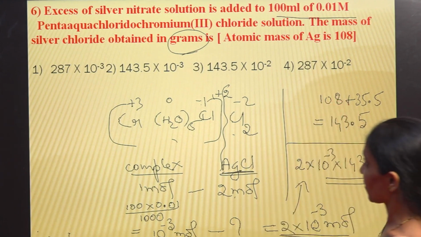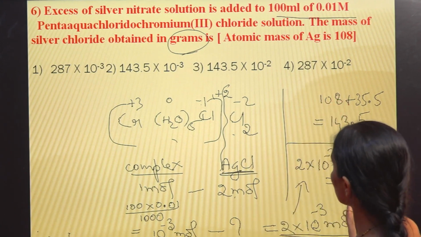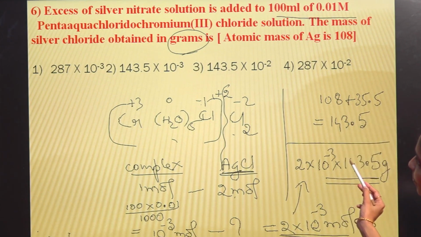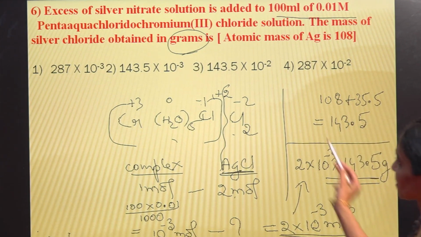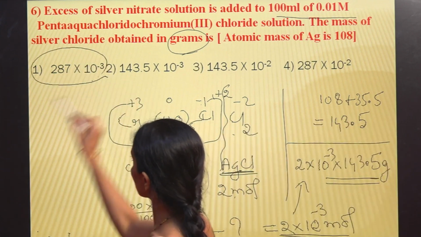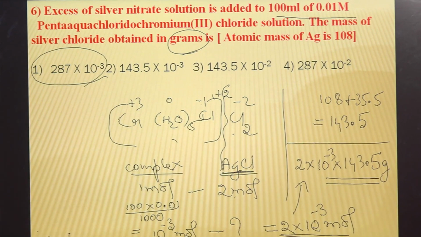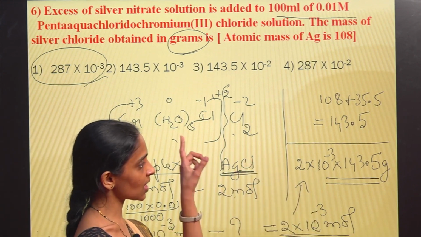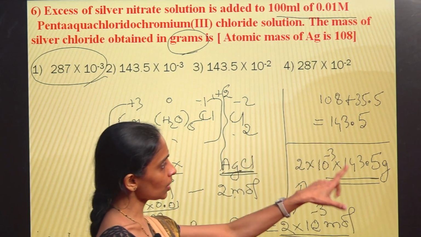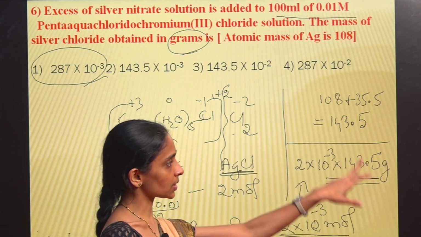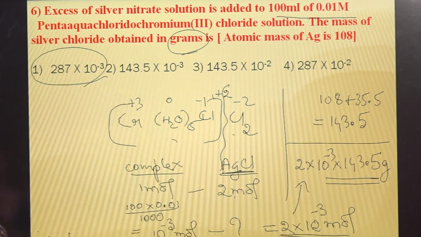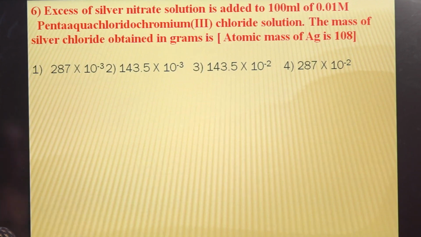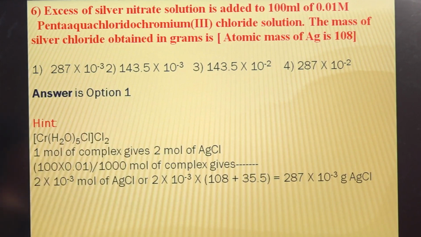So let's check for the answer. 2 into 143.5 is of course 287, and there is a 10 power minus 3. Okay, 287 into 10 power minus 3 grams. If asked in moles, you can stop here, but because it is asked in mass, in grams, you have to go one step further. So this will be the answer. Option 1 is the right answer.